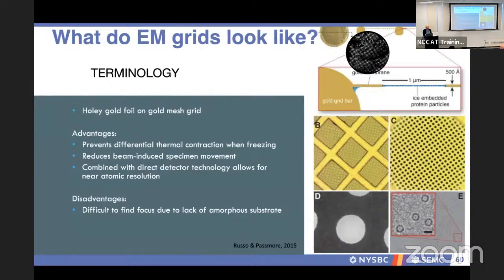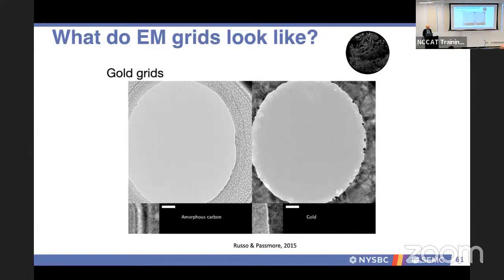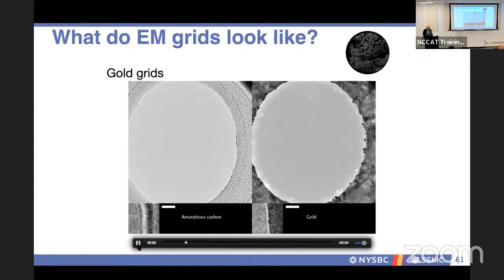Right now, for single particle, a lot of people are moving towards gold grids specifically because of the thermal contraction rates. And you can see an example here where, let's see, I'll play that again. If you image a carbon hole versus a gold foil hole, especially in cryo conditions, when the beam hits something that's under tension, that can put enough energy in the system that releases that tension. Versus if it's all the same material and it has good conductivity, there's less motion.